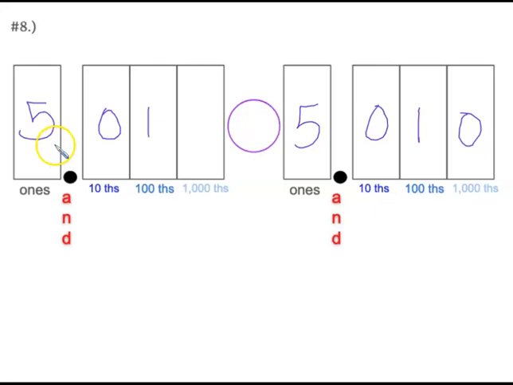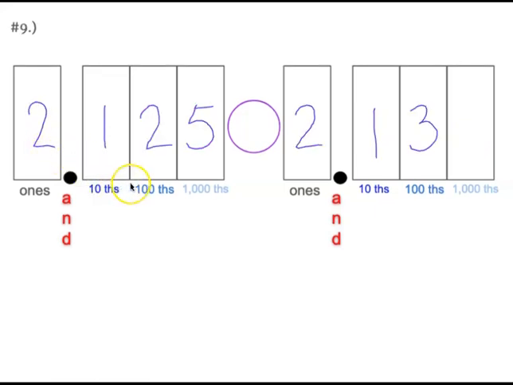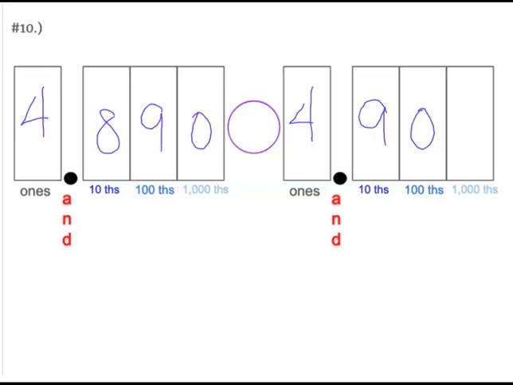Okay, here's number 8. 5 and 1 hundredth versus 5 and, what do we have here? 10 thousandths. Greater than, less than, equal. Okay, number 9. 2 and 125 thousandths versus 2 and 13 hundredths. What is bigger? Remember how we compared one digit at a time. Number 10. 4 and 890 thousandths versus 4 and 90 hundredths. Remember how we compared. Remember some other tips about zeros and things. Get those done. I think you got this.